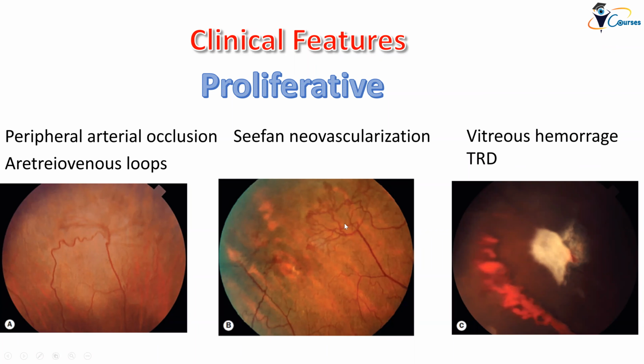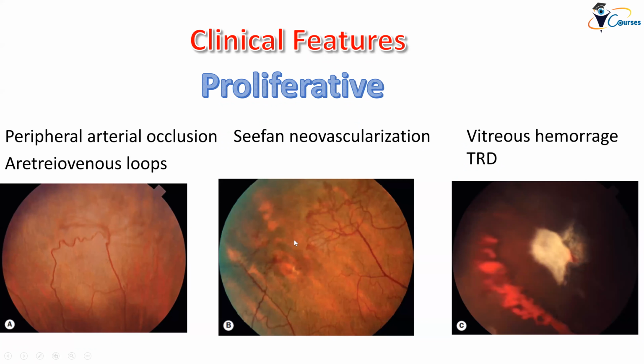And these new vessels can bleed, resulting in vitreous hemorrhage, or can form fibrovascular membrane that can contract, leading to tractional retinal detachment. So these are the manifestations of proliferative sickle cell retinopathy: arteriovenous loops, C-fan neovascularization, bleeding from these blood vessels leading to vitreous hemorrhage, or tractional retinal detachment.